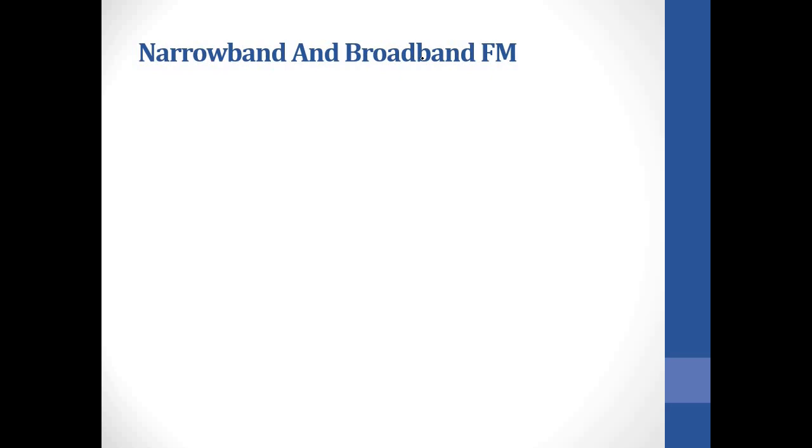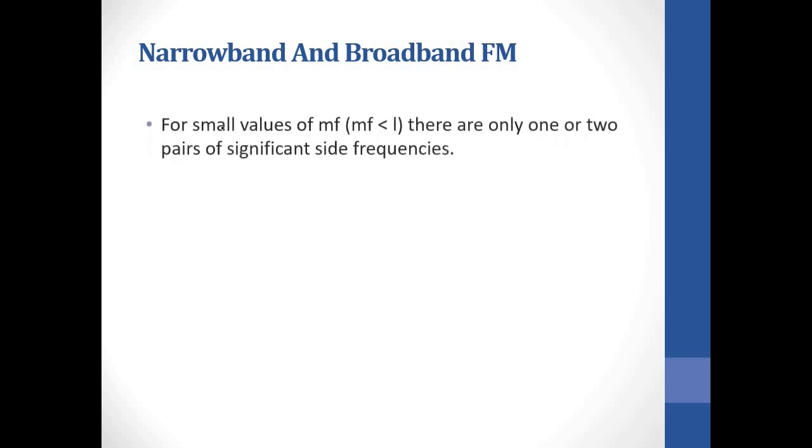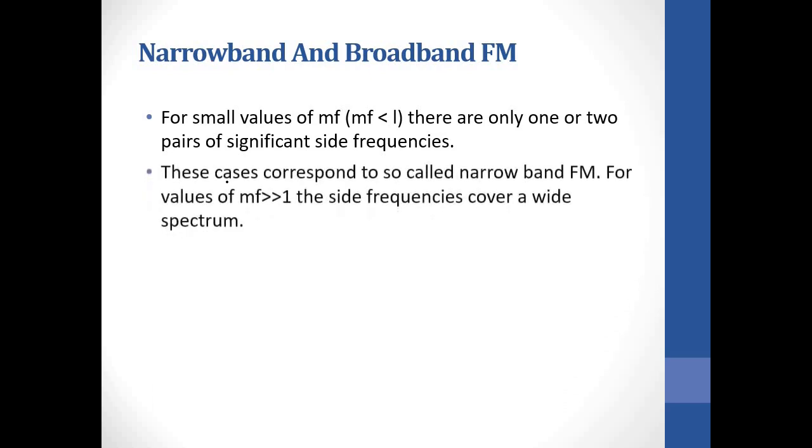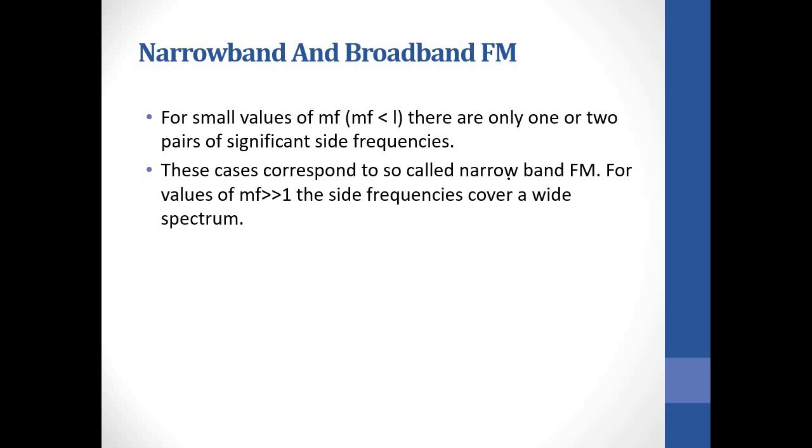An increase in bandwidth gives us a broad bandwidth, a larger bandwidth. So for small values of M, MF less than 1, there are only 1 or 2 pairs of significant side frequencies. Like we saw, we only had the carrier and 1 set of side frequencies. This case corresponds to what we call narrowband FM. Like you saw, the bandwidth was small, so we call this a narrowband FM signal.